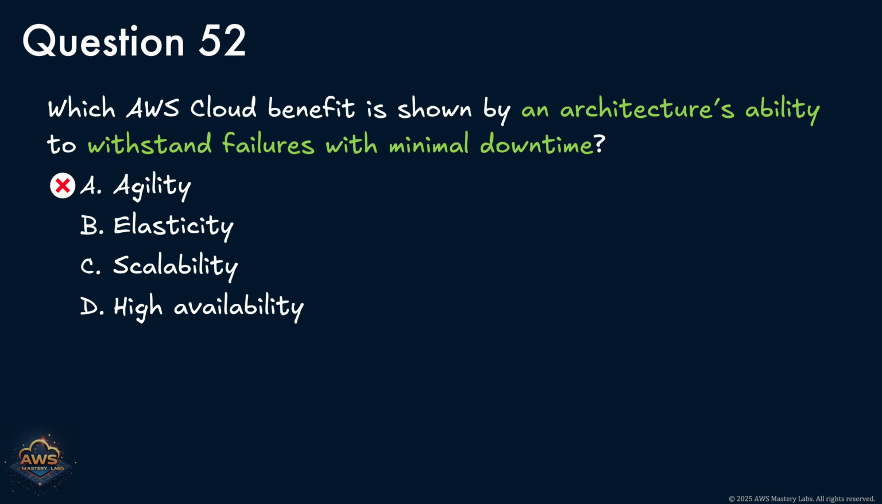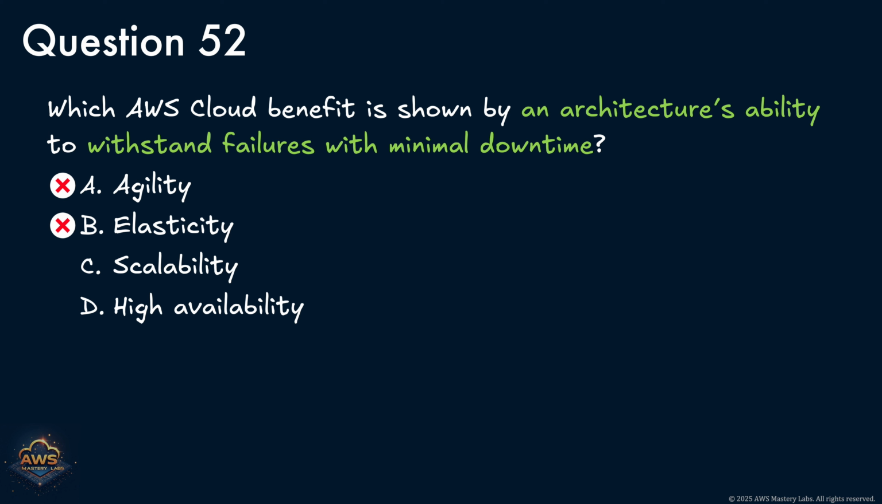Option A, agility. Agility in the AWS cloud refers to the speed and flexibility with which organizations can develop, test, and deploy new applications. It's about iterating faster, responding to business needs quickly, and reducing time to market. However, it doesn't imply anything about a system's ability to handle failure or reduce downtime. Incorrect, because agility is about rapid innovation, not operational continuity during failure.